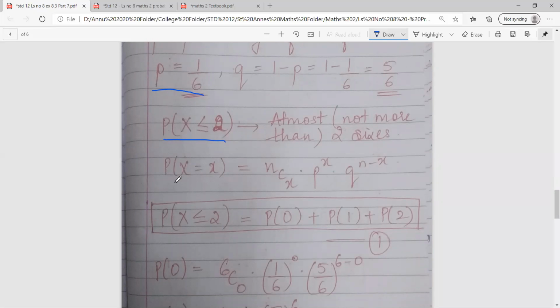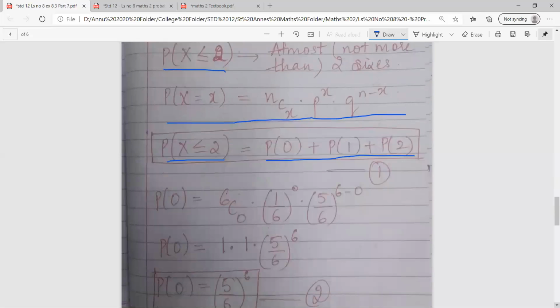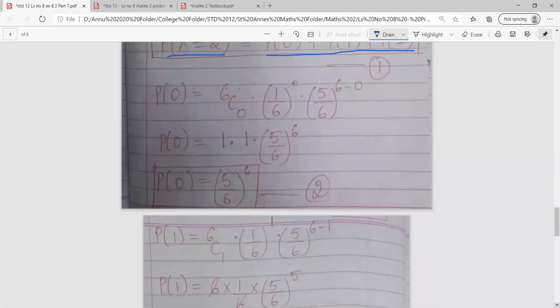So before I start finding, we'll first put the general formula. P of X is equal to X: NCx, P raised to X, Q raised to N minus X. Now probability of X less than equal to 2 means I have to find all the 3: P of 0 plus P of 1 plus P of 2. Now as I told you, for less than, there are no shortcuts. So I'll name it as point number 1 and solve all the 3 one by one.